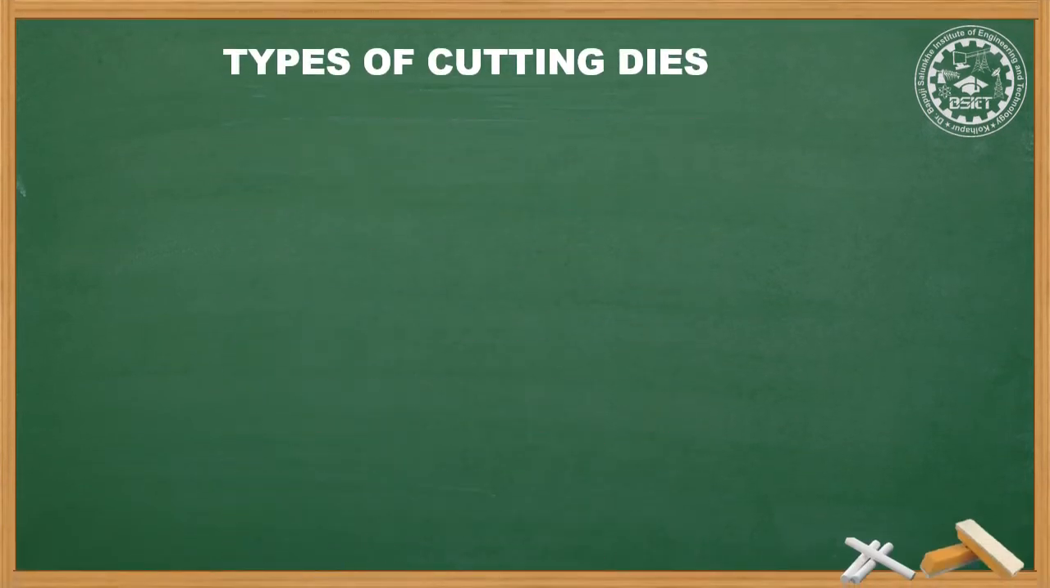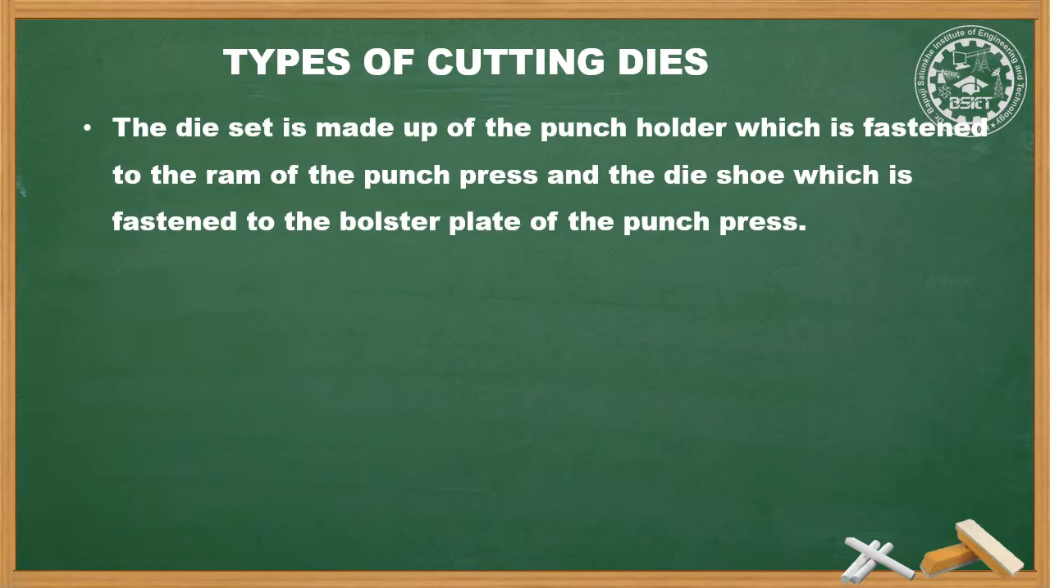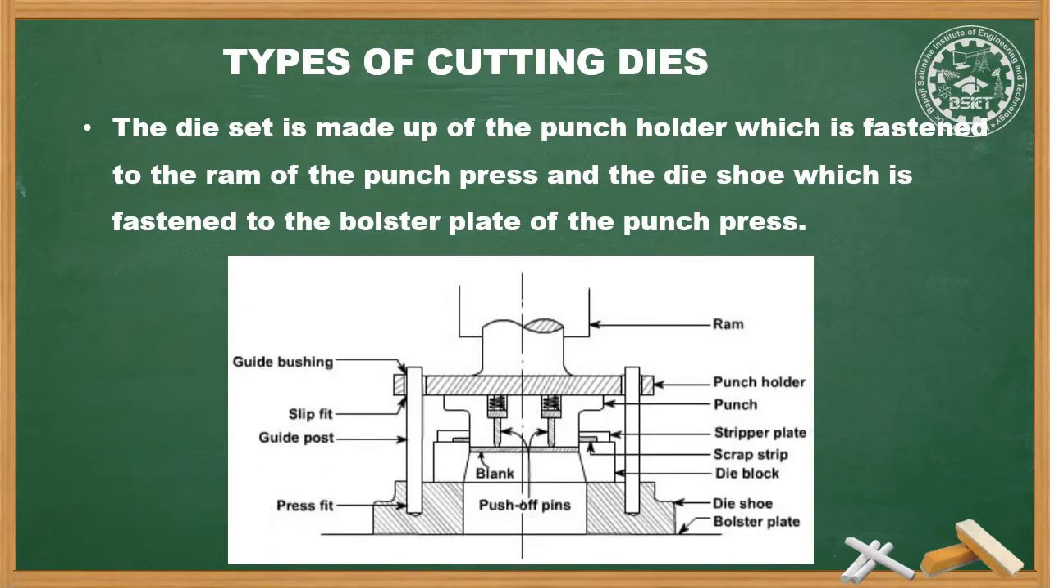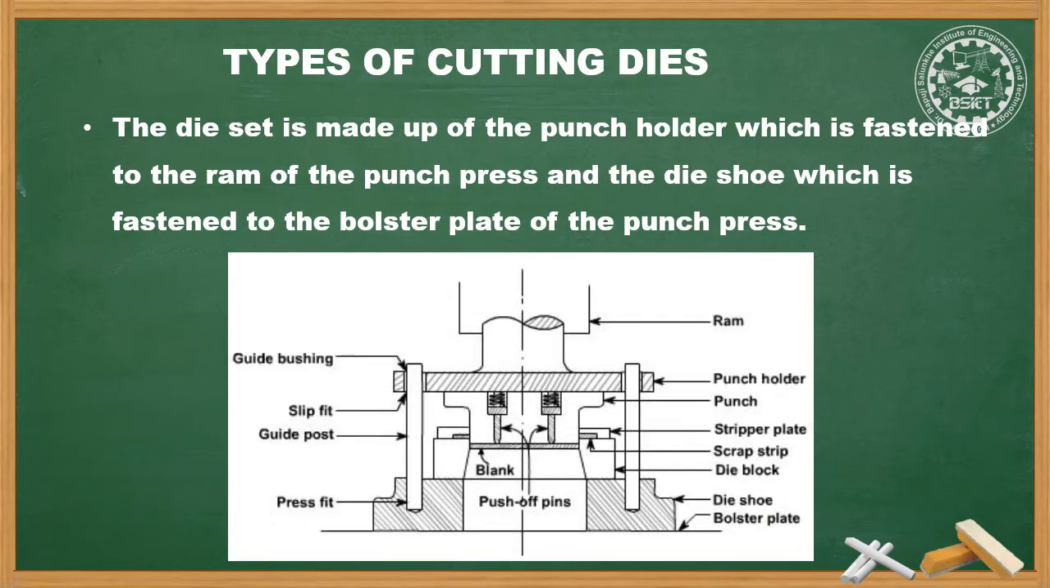Starting with the first point, types of cutting dies. The components generally incorporated in a piercing or blanking die are shown in the figure aside. The die set is made up of the punch holder, which is fastened to the ram of the press, and the die shoe, which is fastened to the bolster plate of the punch press. Generally, the punch is fastened to the punch holder and aligned with the opening in the die block.